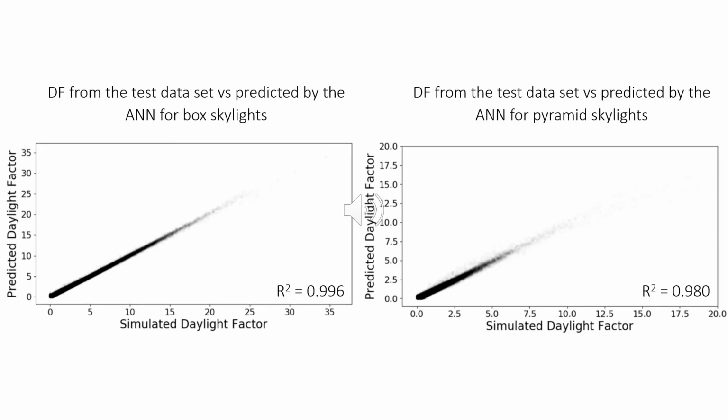These figures show that the artificial neural network was able to predict daylight factor very well, especially for the box skylights. As more parameters were introduced in the pyramid skylights, the performance of the model went down slightly, but it is still very strong.